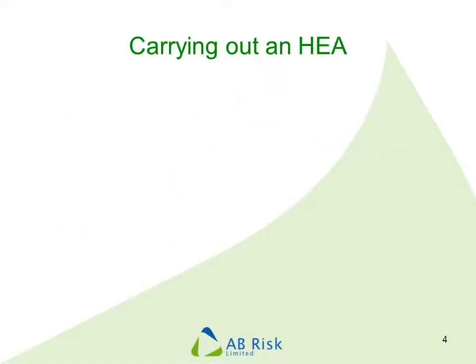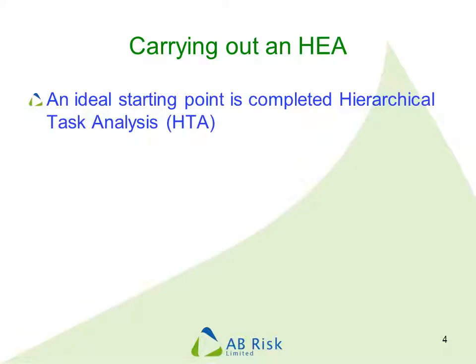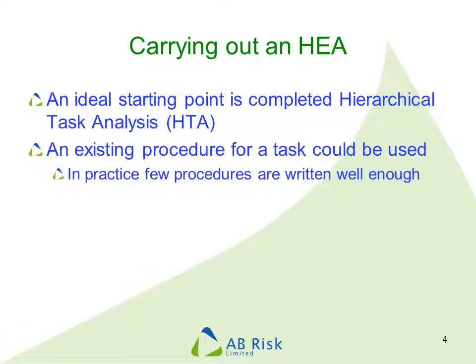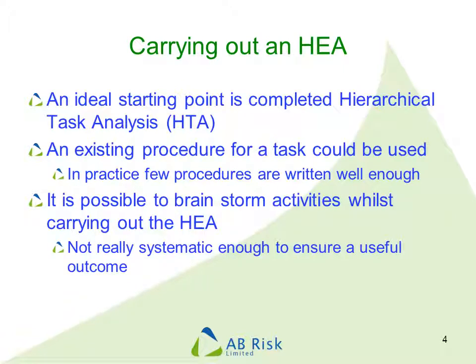We carry out HEA by looking at a specific task. A good starting point then is a completed hierarchical task analysis for that task, and it is very convenient to develop the HTA and the human error analysis at the same time if you can. If you haven't got an HTA, an existing procedure can be used, although with caution, because few procedures are really that well written and often don't reflect how a task is performed in practice. You can just brainstorm activities and apply HEA there, but it's not really particularly systematic and may not result in a very useful outcome.